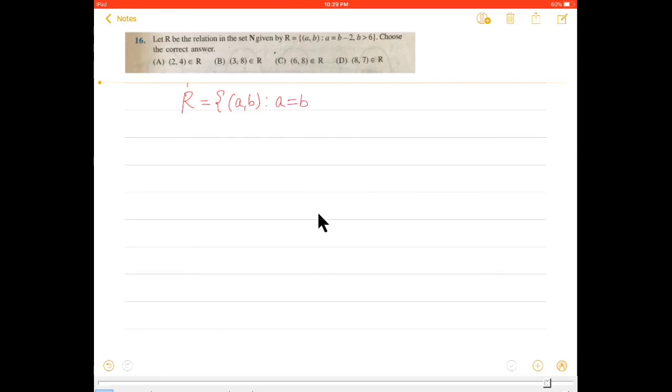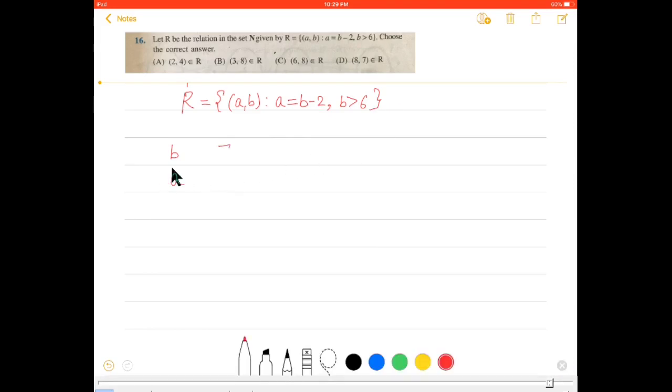Let me write the relation: (a, b) such that a equals b minus 2 and b greater than 6. Let's make a table to get this relation in tabular form. For b greater than 6 it can be 7, 8, 9, 10, 11, 12 and so on, all natural numbers. What will be the values of a? a equals b minus 2, so it will be 5, 6, 7, 8, 9, 10. For b equals 7, you can calculate 7 minus 2, that is 5. For b equals 8, 8 minus 2 is 6 and so on.